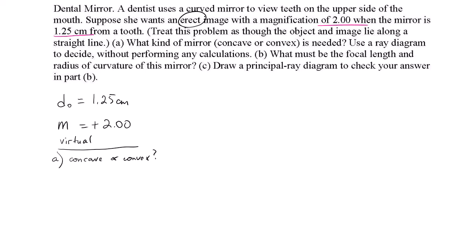B, what must be the focal length and radius of curvature of this mirror? So we want to have B, focal length and radius. So we want to find out focal length is a question mark, radius is a question mark, and C, draw a principal ray diagram to check your answer in part B.